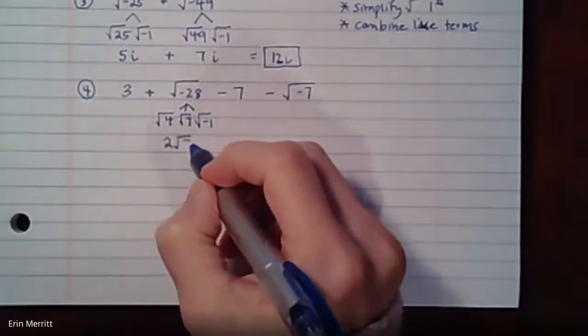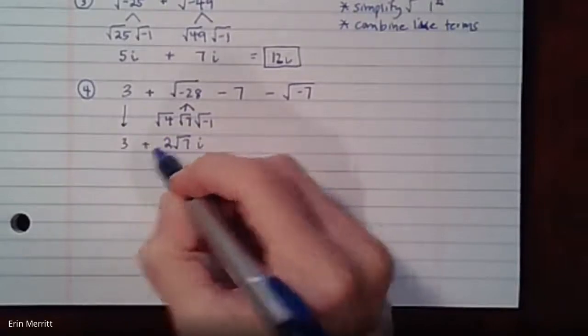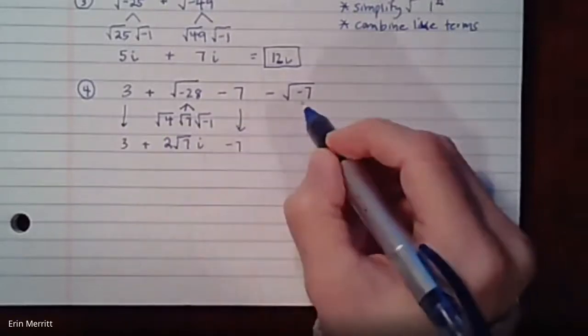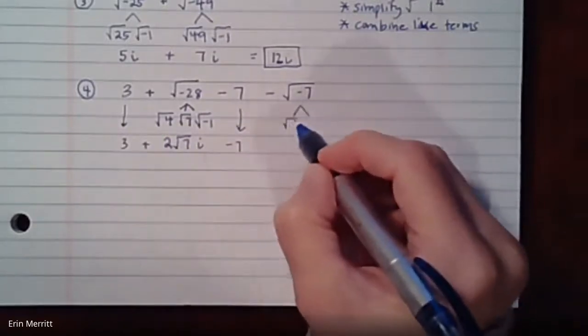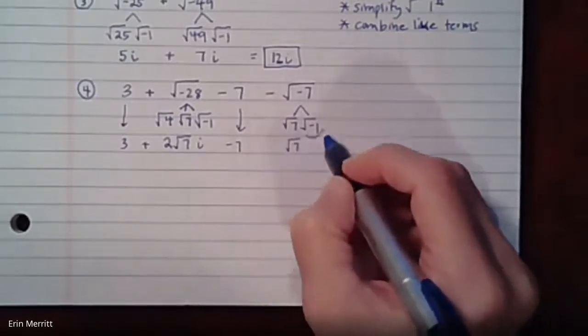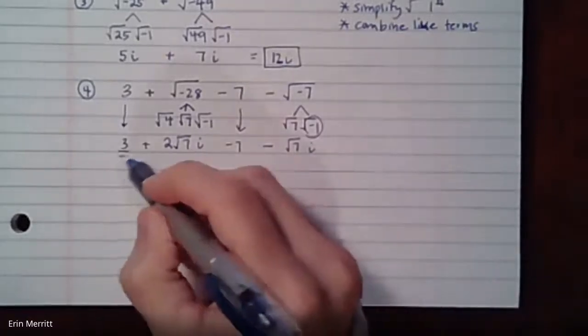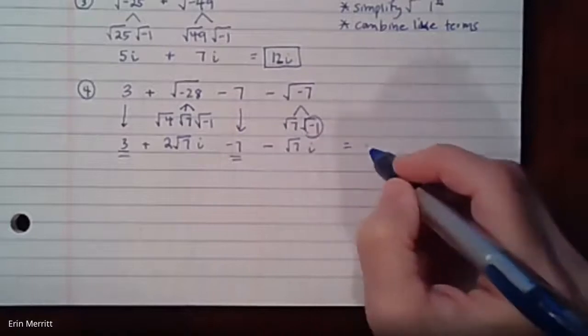Right? So this part would turn into 2 times radical 7i. Nothing to do here, so just bring that down, bring this down, and then this we could at least break into radical 7, radical -1, and so we would keep the radical 7. That's going to turn into i, and then I'd bring my sign down.